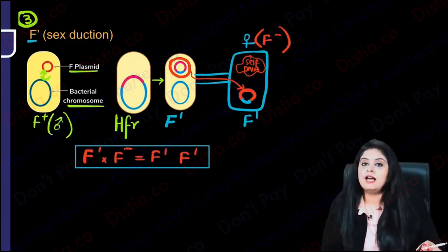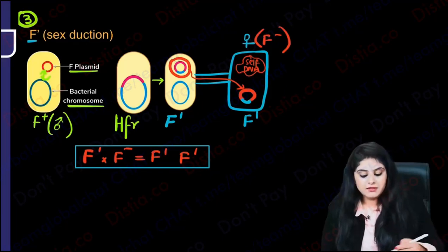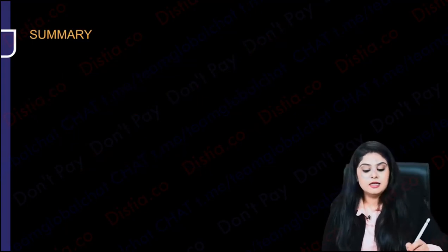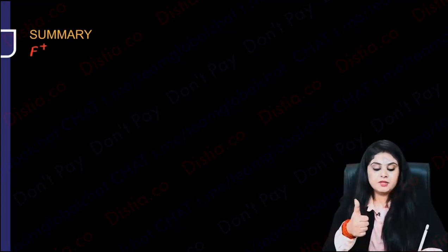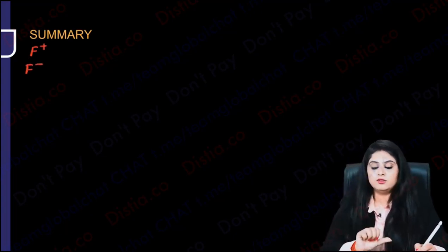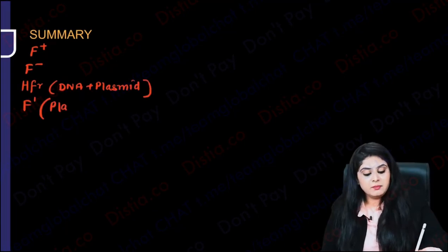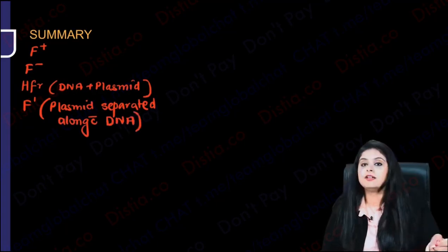So first you will have to do a summary with me and then we will go on to the next topic. I know it's a tough one, but now I'll give you a very simple hint. First tell me the terminologies. What is F plus? F plus is when the plasmid is there. What is F minus? When the plasmid is not there. What is HFR? HFR is when the DNA and the plasmid have combined with each other. That is known as HFR. What is F prime? When the plasmid has separated along with a little DNA. A little bit of memories are also there.